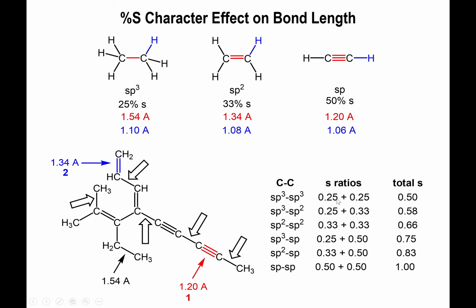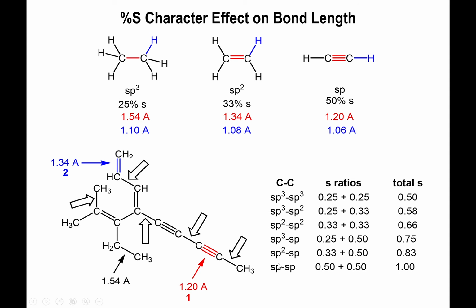And mathematically, it's actually not too bad because all you have to do is just consider the percent character. The percent S character of sp3 hybridized carbons is only 25%, or in other words, you have a ratio of 0.25. If you simply add those ratios, 0.25 and 0.25 for two sp3 hybridized carbons, you get a total of 0.5 S character. If you do the same for sp3 and sp2, well, you have 0.25 plus 0.33, 0.33 coming from the 33% S character of sp2, and so on and so forth. And what you end up finding is that there is a list of total S character for these combinations, and the greater the S character is, the shorter the bond is going to be.